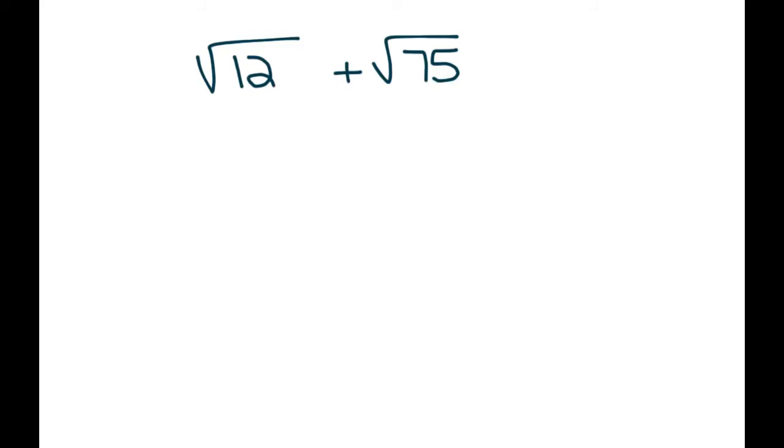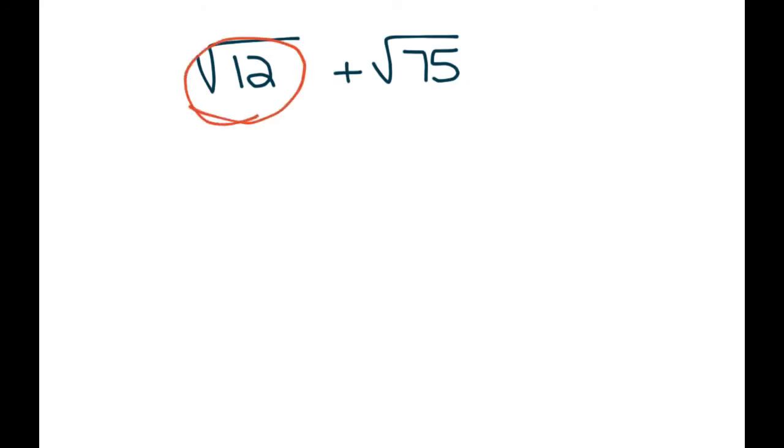Don't be fooled when you get an addition or subtraction problem about what's under the radical, because it turns out that the square root of 12 plus the square root of 75 can actually be added even though what's under the radical is not currently the same. That's because if we actually simplify both of those radicals first, then I will be able to add them together.